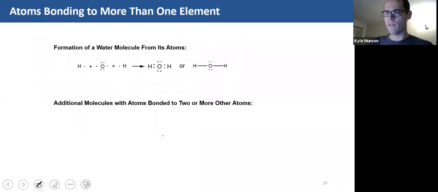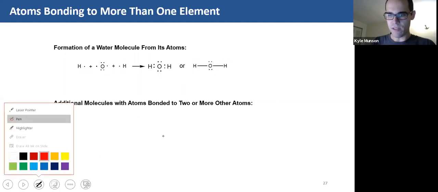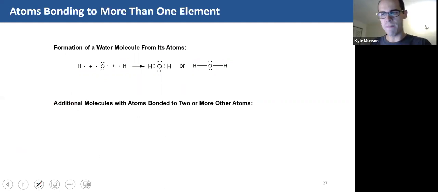All right, so we can also have atoms bonding to more than one other atom. The formation of a water molecule from its atoms is an example of this. So we have a hydrogen plus an oxygen plus a hydrogen. When you do that, it's H2O, where we have two hydrogen atoms and one oxygen atom. And so the oxygen is actually sharing electrons with both hydrogen atoms.